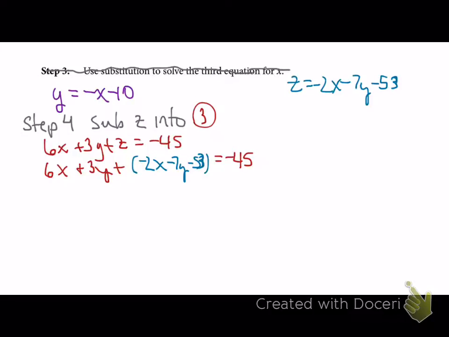So let's combine like terms since we don't have to distribute. So your 6x and your negative 2x would be 4x. Your 3y and negative 7y would be negative 4y. Negative 4y minus your 53 equal to your negative 45. Okay, I want you to move your 53 over. You move that 53 over, you would move it as a positive. So negative 45 and positive 53 would leave you with 8. Very good.